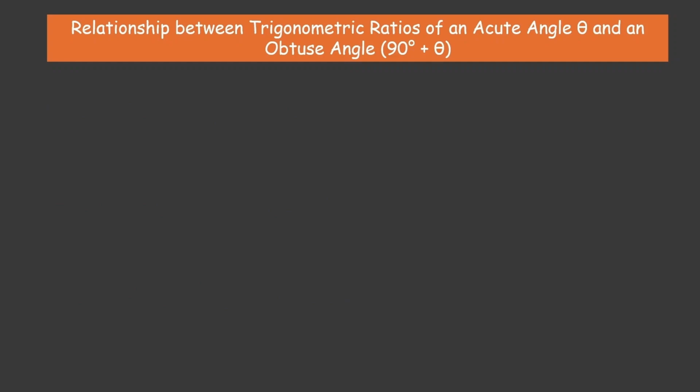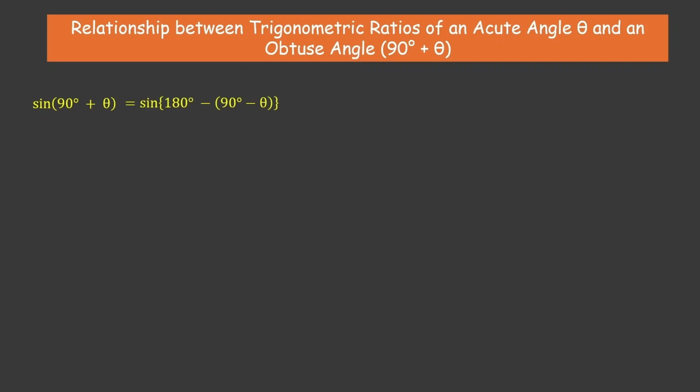Between the trigonometric ratios of an acute angle theta and the obtuse angle 90 plus theta. If theta is an acute angle, then 90 plus theta is going to be an obtuse angle, right? Let us now look at the trigonometric ratios for 90 plus theta. First of all, we have sine of 90 plus theta.